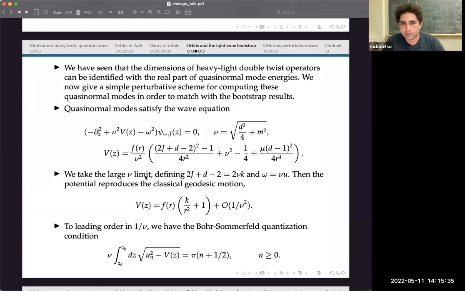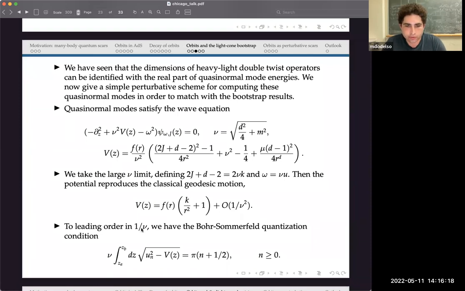Now let's take the large nu limit, and we do that by changing variables from j to k and scaling nu in the process, and we also scale omega. In this limit, we get exactly the potential that governs the classical geodesic motion. This is exactly the same thing that we had before. The reason we took the limit in this way is because the corrections to this potential are order 1/nu squared, not 1/nu. So it's more convenient.